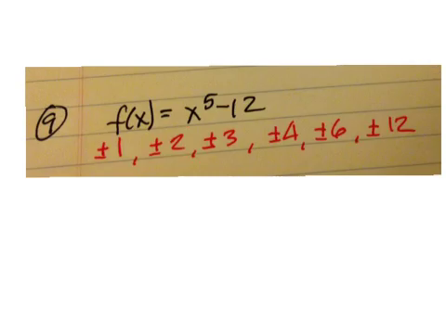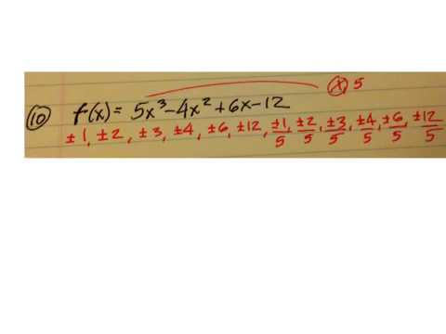9 is plus or minus 1, 2, 3, 4, 6, 12. And number 10 has a bunch of them. Plus or minus 1, 2, 3, 4, 6, 12, 1/5, 2/5, 3/5, 4/5, 6/5, and 12/5.